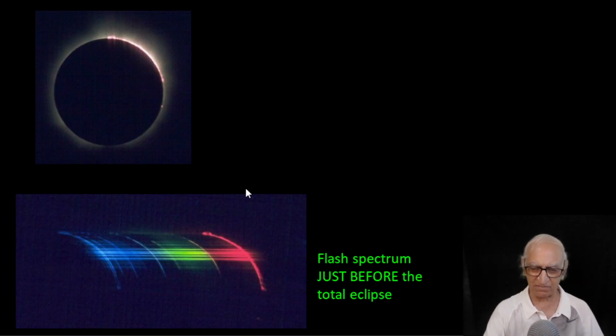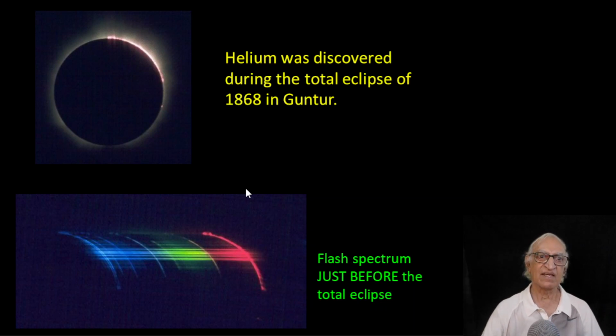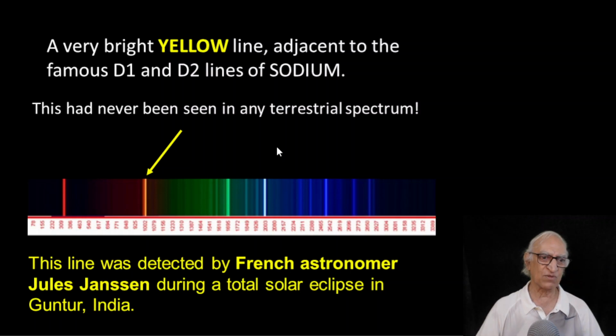In this spectrum, in Guntur in 1868, helium was discovered for the very first time. And the person who detected this remarkable new element was the French astronomer Jules Janssen. And what he noticed was this new line, bright yellow line, very intense, was adjacent to the very famous D1, D2 lines of sodium.